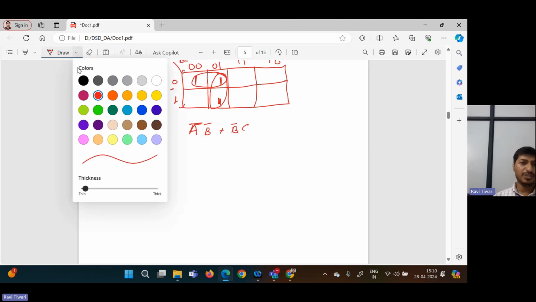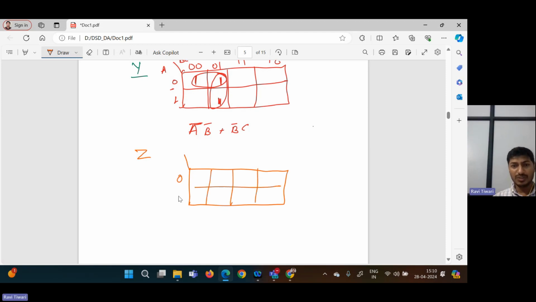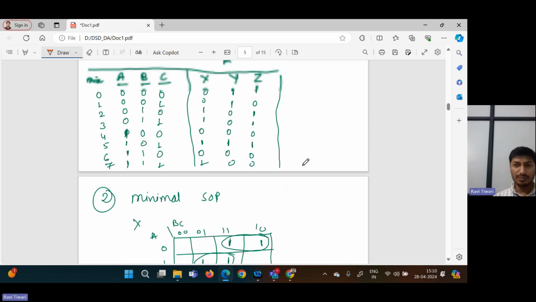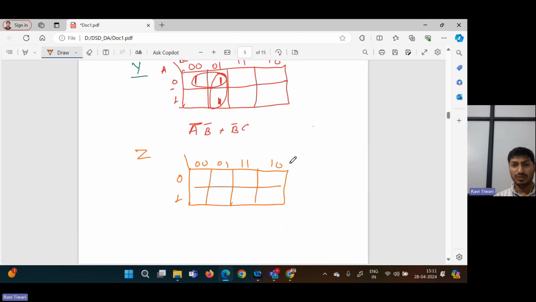Now we will find out the expression for Z. So for Z also we have to make the K map. It's also a three variable K map. This side I'm taking 0, this time 1, because it's following the gray code. So 0, 1, 3, and 2. Now we have to see which terms were there: 0, 2, 3, 5. So 0, then 2, then 3, and this is 5.